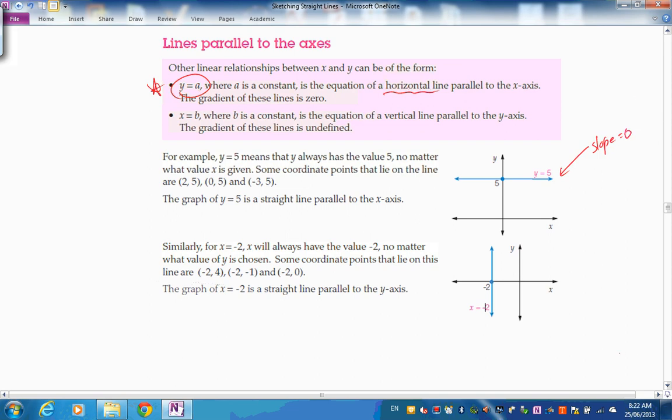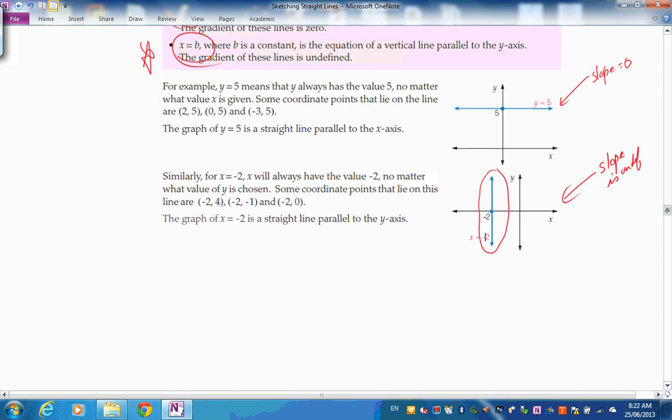That's 0. And down here, if we have x equals a constant, there it is here. X equals -2. Then that is a vertical line, and the slope is undefined. Undefined slope. Okay, do you remember that? And so these are fairly easy ones to draw the graphs for. Okay, so let's go on and have a bit more practice of a mixed bag of problems, and I'll leave you to use your knowledge now to try and do these.